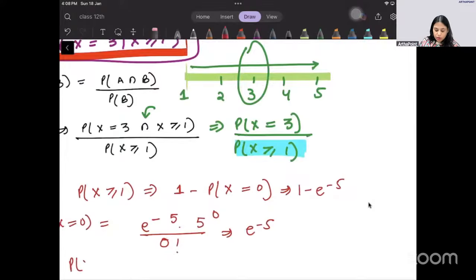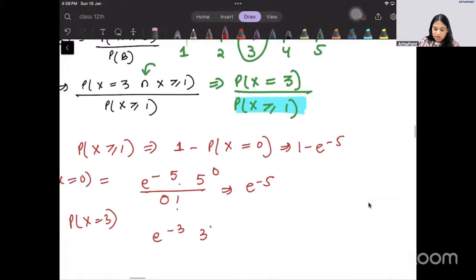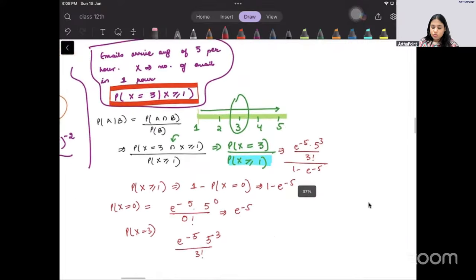And x equal to 3 will be what? It will be e to the power minus 5, 5 to the power 3 by 3 factorial. So numerator will become this and denominator will become this. This is the answer to this question.